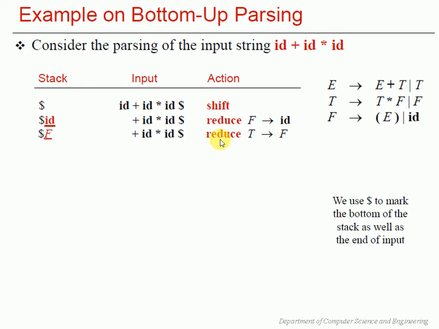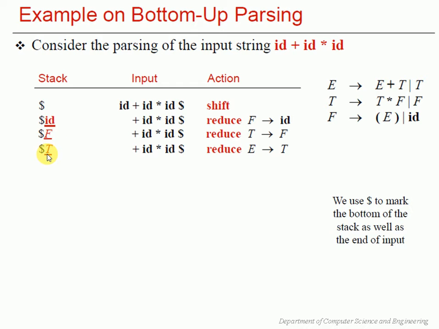Since F is a handle, for the next step you need to reduce using the production T gives F. So id is reduced to F, and now F is identified as a handle because F forms the right hand side of a particular production. So you reduce F to T.